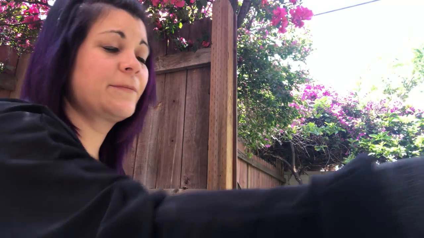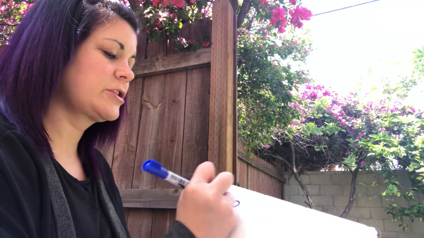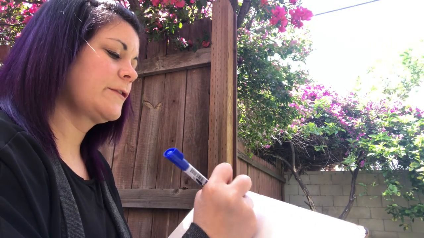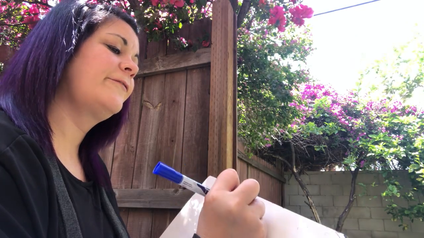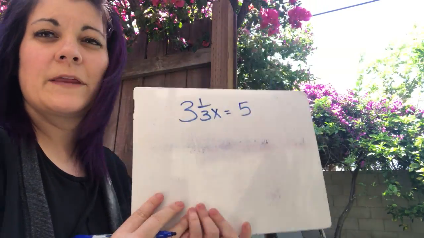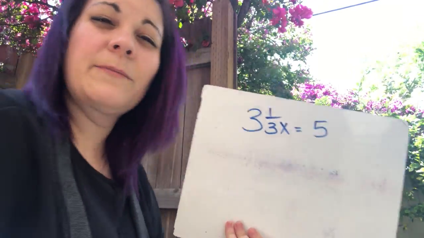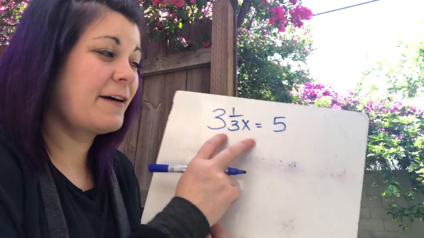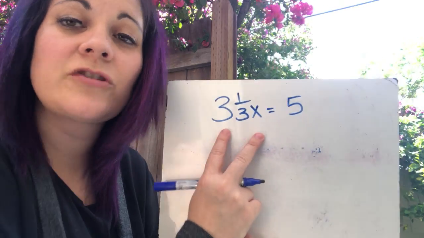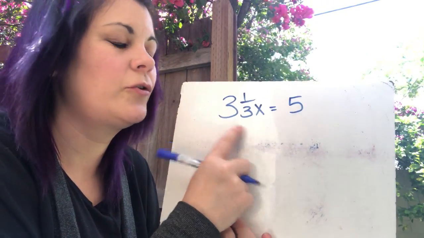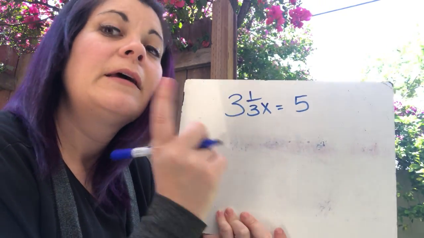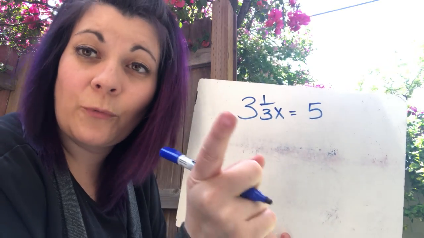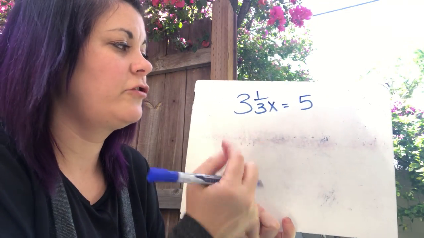Let's say the coefficient is a mixed fraction. It's the same steps. If the coefficient's a mixed fraction, like 3 1/3 x equals 5, it's the same thing. Before we divide, because that's the opposite of multiplication, we want to change this to an improper fraction. There's a video on how to do that as well if you don't remember how to do it.